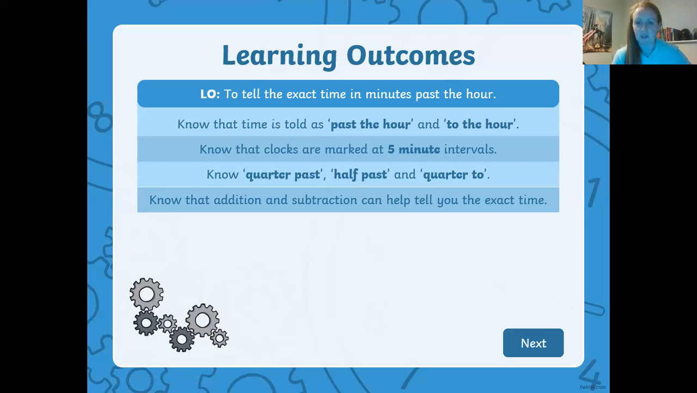We're going to know that the time is told as past the hour and to the hour. We're going to work on to the hour tomorrow. Know that clocks are marked at 5-minute intervals, which we'll look at together as well. Know quarter past, half past and quarter to, which you've shown that you do know. And know that addition and subtraction can help you to tell the exact time, which we'll go over as well together.